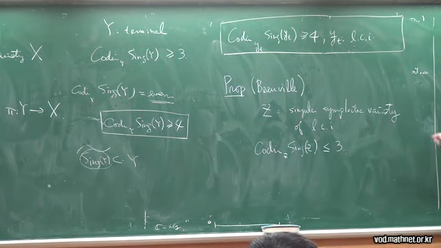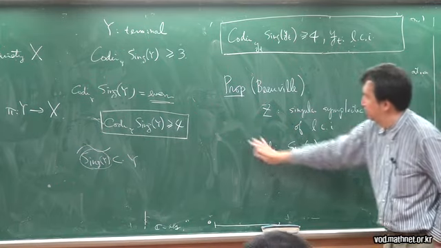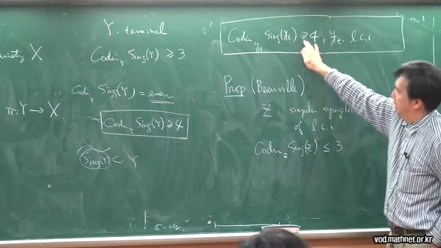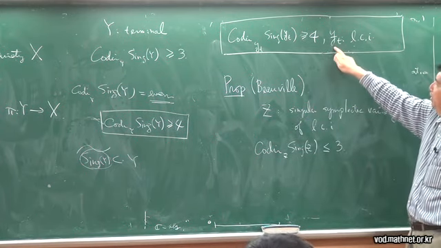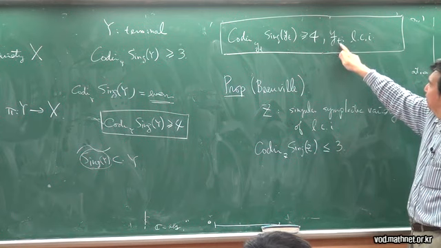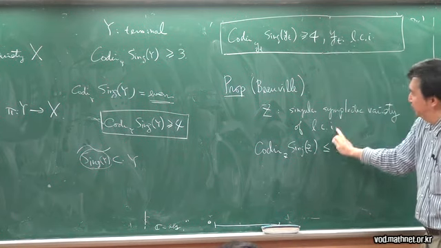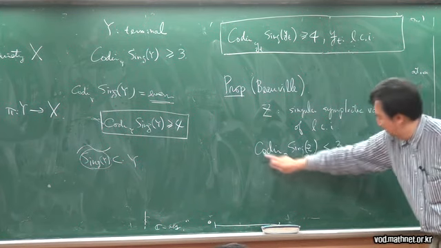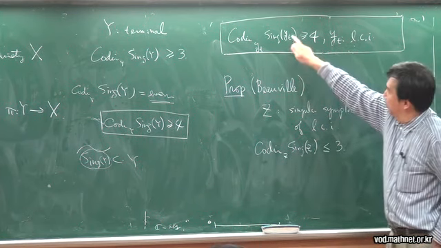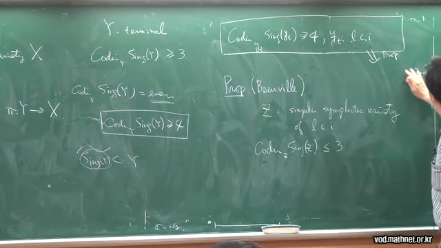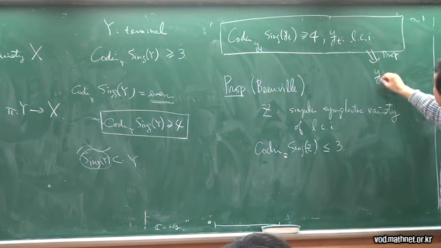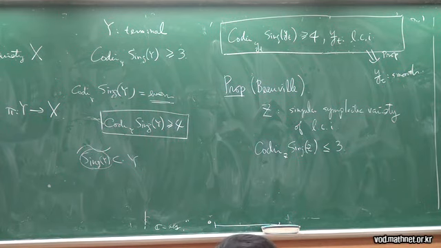But if we apply this proposition to Y_t, if Y_t is singular and a locally complete intersection, you can apply this. Then the codimension should satisfy this, but it contradicts this assumption. So by using this proposition, you have Y_t is smooth. So the general fiber, the nearby fiber of Y, is smooth.